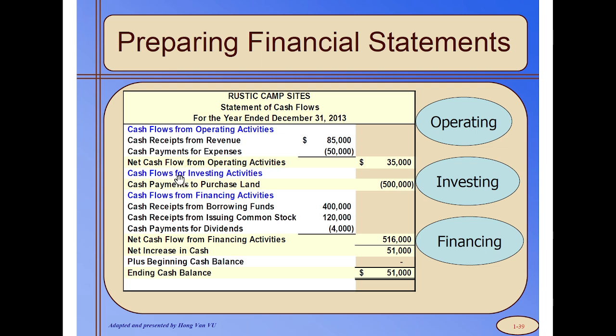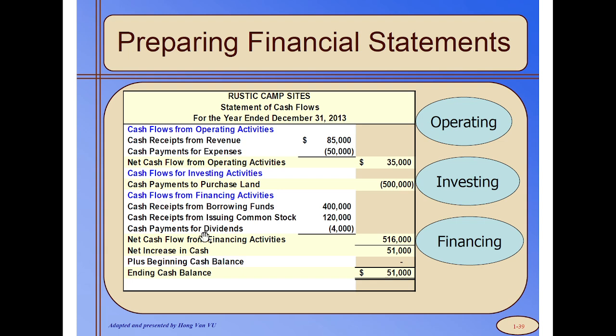The second, cash flow from investing activity. They are paying or receiving cash related to productive assets, the assets that help the company to generate revenues in the future. And the last one, we have cash flow from financing activity. It means obtaining cash from or paying cash to the owners and creditors.